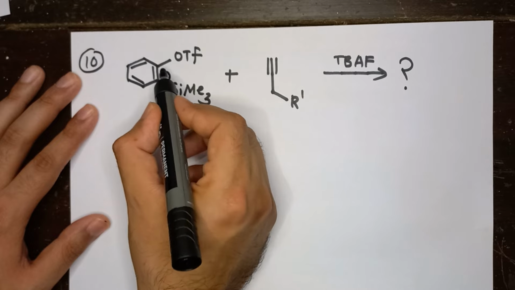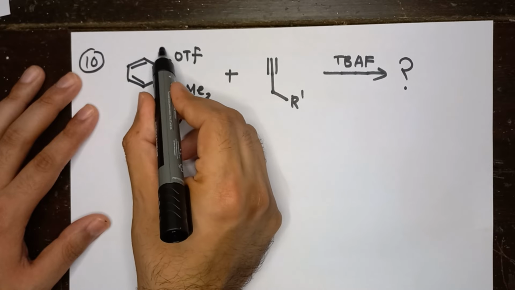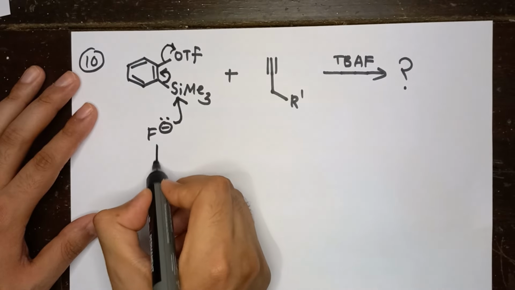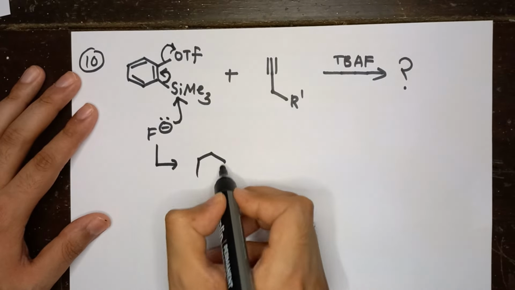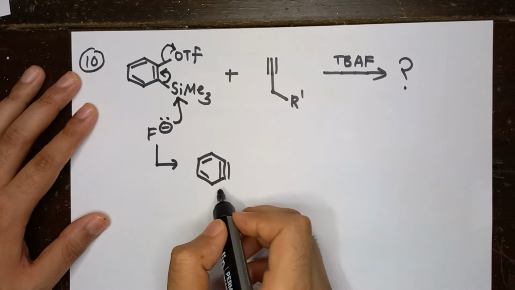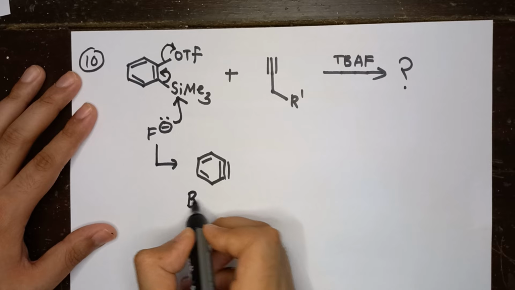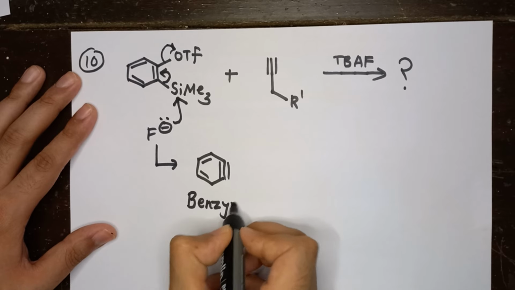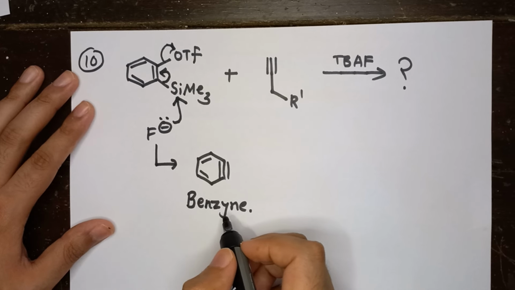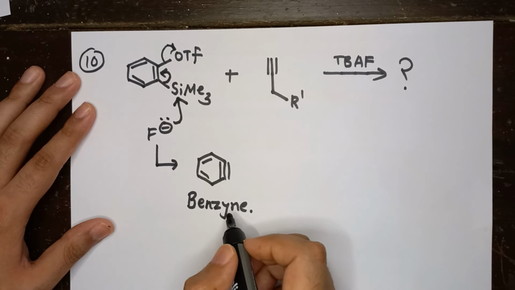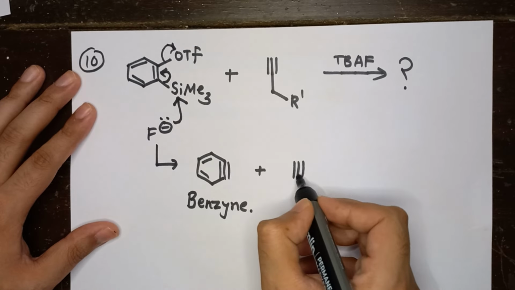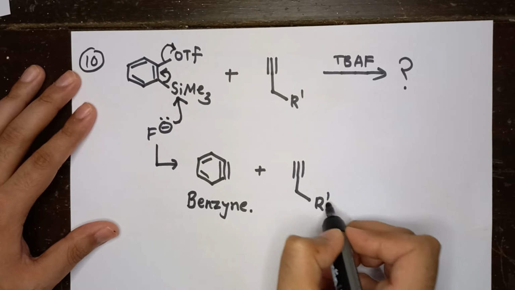This bond will break and form a triple bond here, and this bond is going to break. So OTf is a leaving group here, and we have generated this very reactive intermediate called benzyne, which we will discuss in future videos when I will start the series on reactive intermediates. And we have this triple bond here, right?